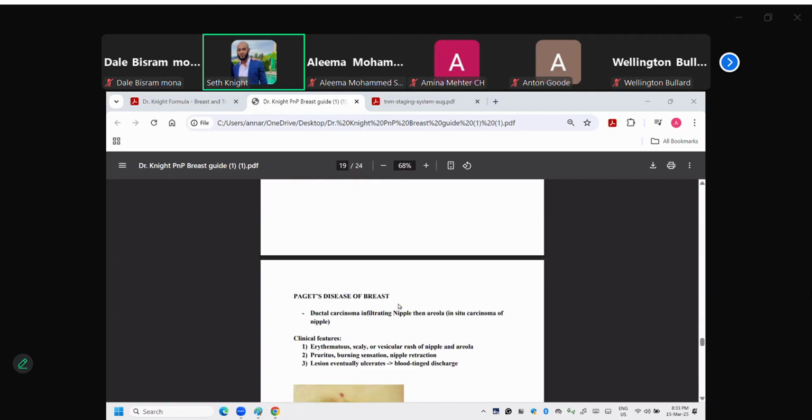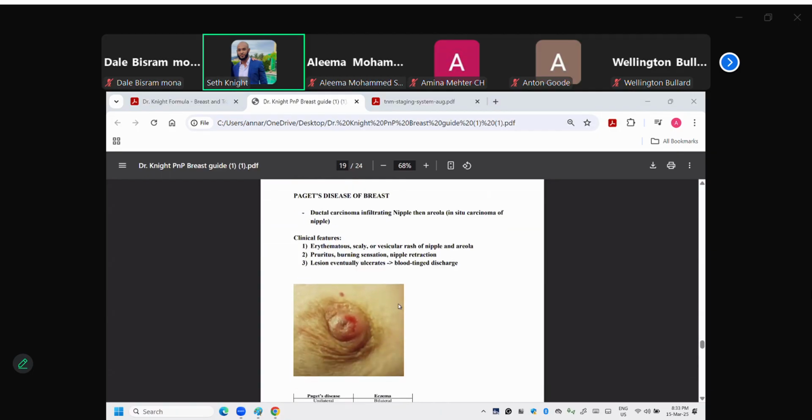All right? So for Paget's disease, what I want you all to know is that it is a ductal carcinoma of the nipple itself, right? So it's an in situ carcinoma of the nipple itself. And the features that make it more likely to be Paget's disease is that it affects the nipple first, before it affects the areola, right? Whereas if it's eczema, it tends to affect the areola first and then the nipple.